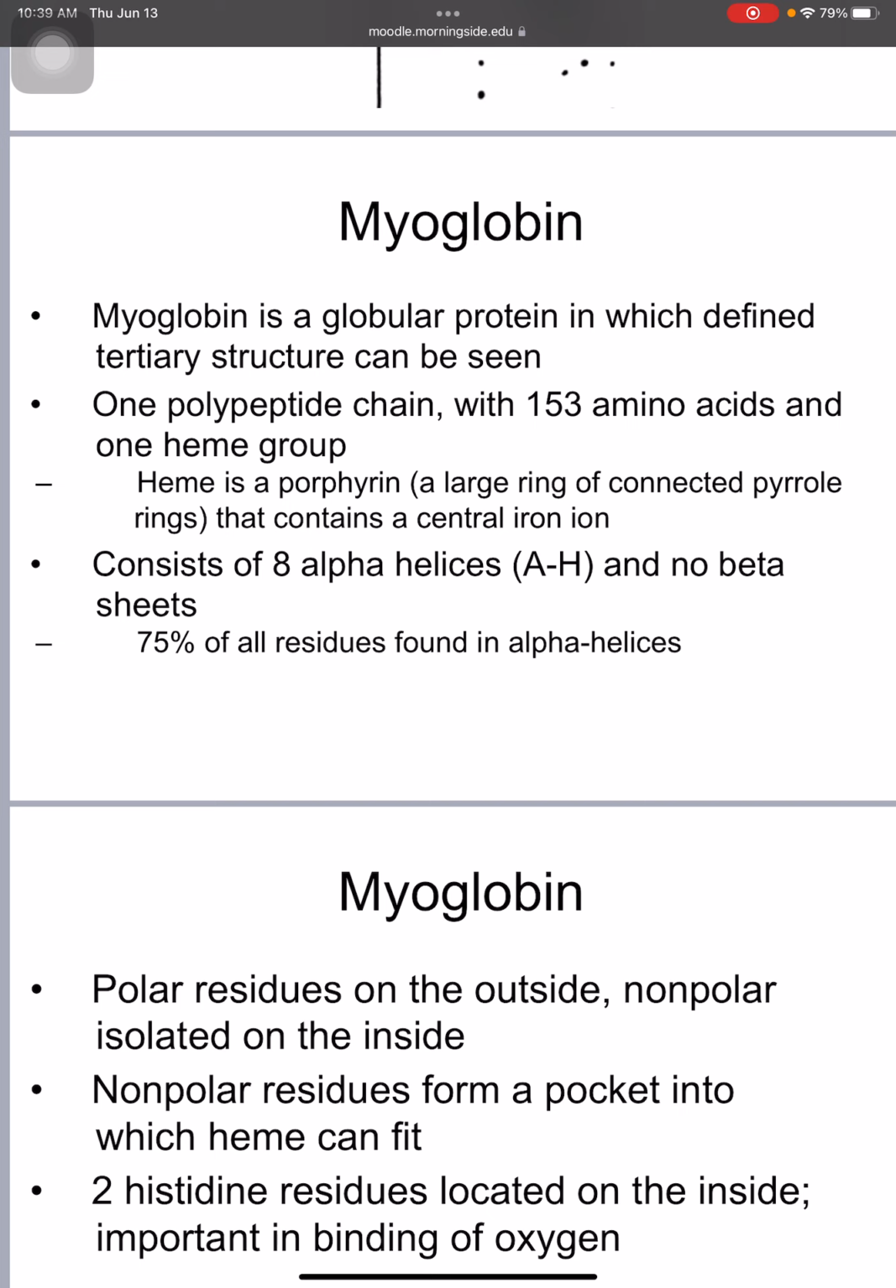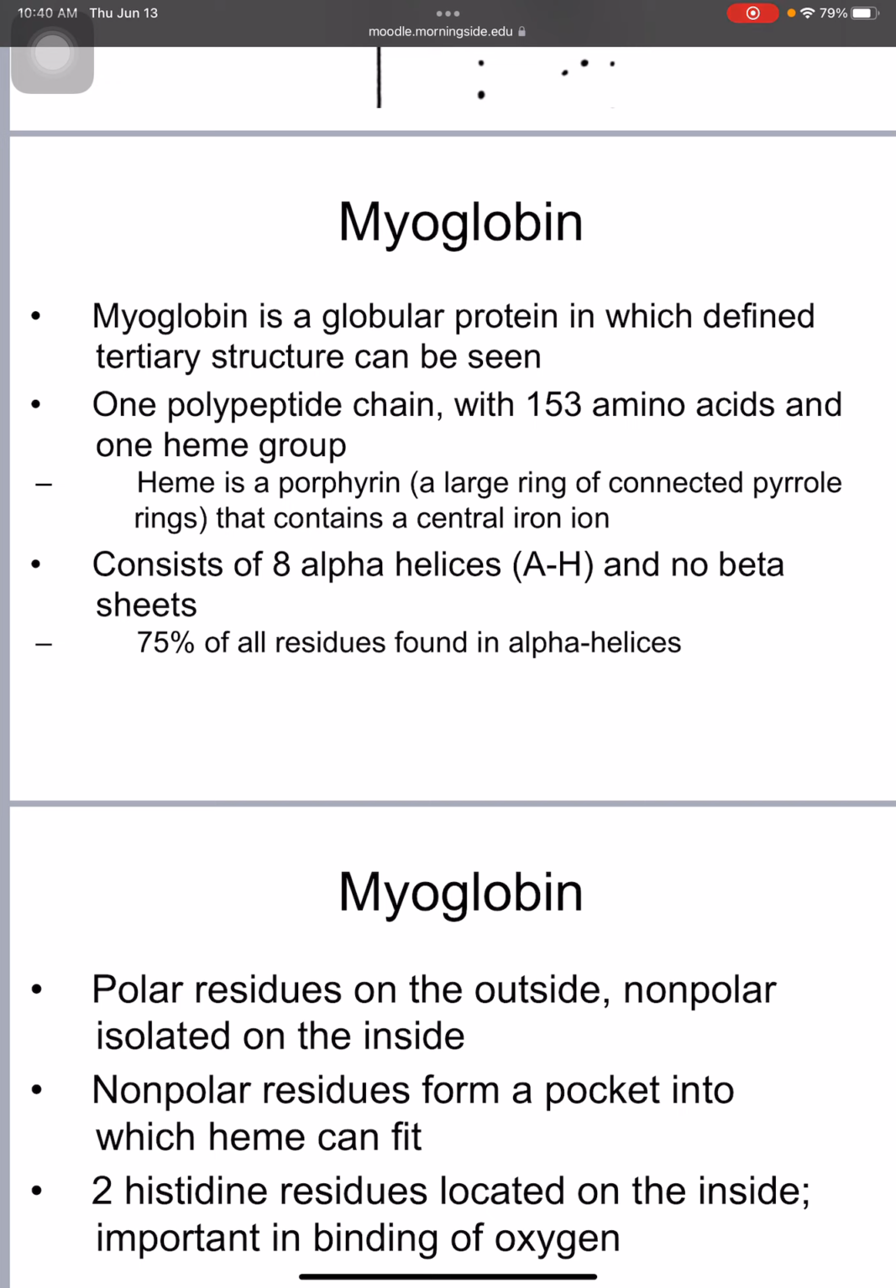All right, so let's dig a little deeper on myoglobin. I mentioned earlier when talking about globular proteins that they're soluble in water, right? So they kind of look like a crumpled up sheet of paper. The polar residues tend to be pointed towards the outside, and that makes sense because that's the part that interacts with water. And then the nonpolar residues tend to be pointed on the inside.